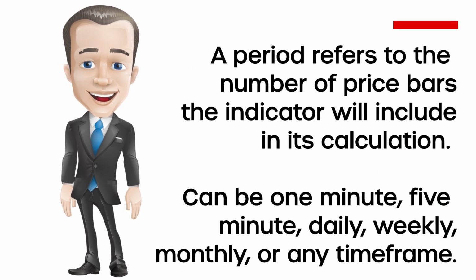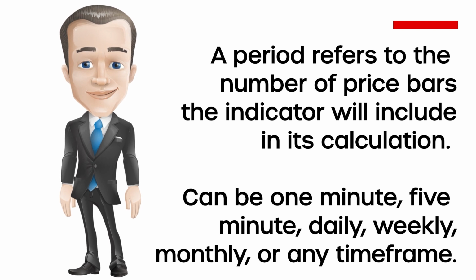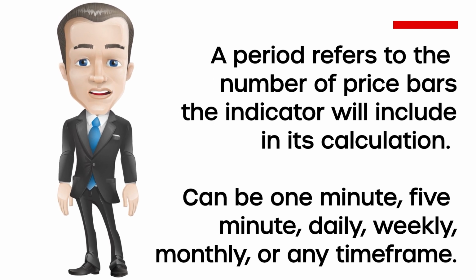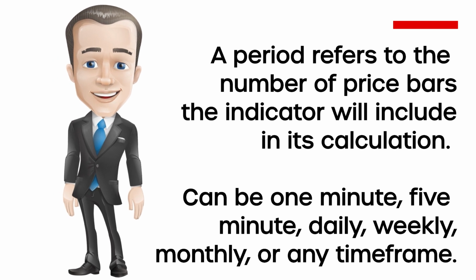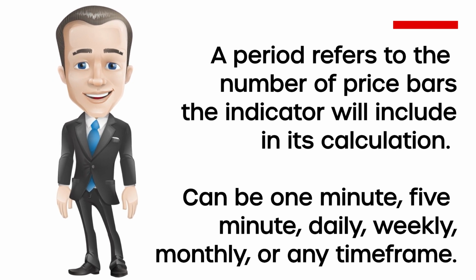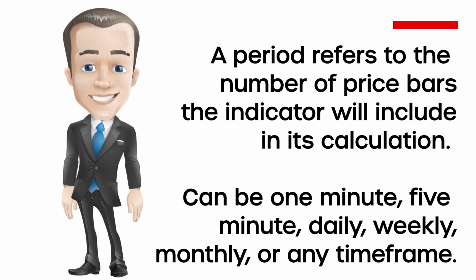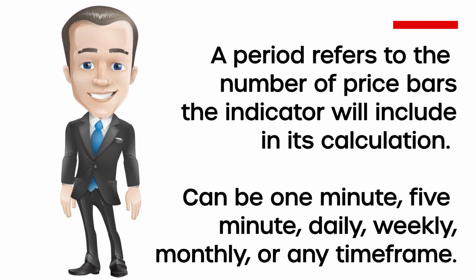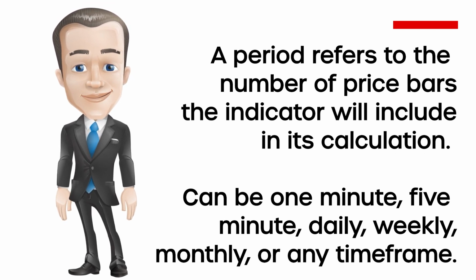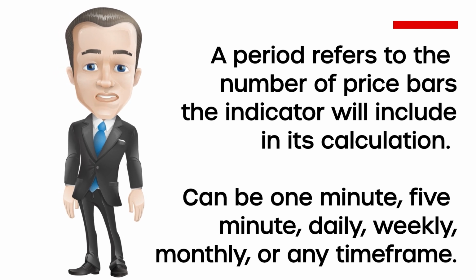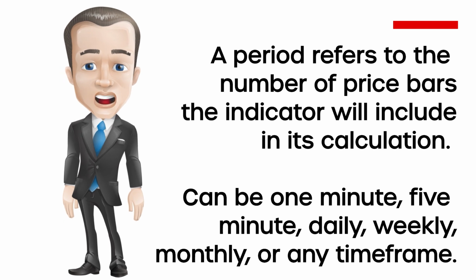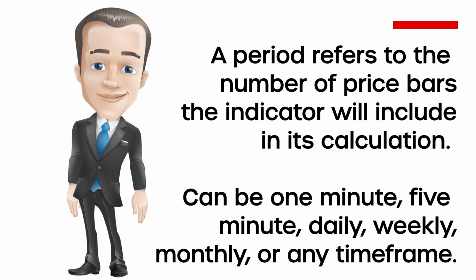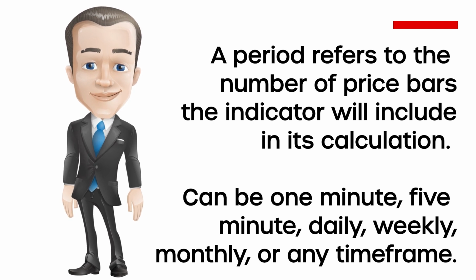A period refers to the number of price bars the indicator will include in its calculation. The price bars can be 1 minute, 5 minute, daily, weekly, monthly, or any time frame you have accessibility to on your charts. The longer the period chosen, the more bars in the calculation, the less often the indicator will move outside minus 100 or plus 100.